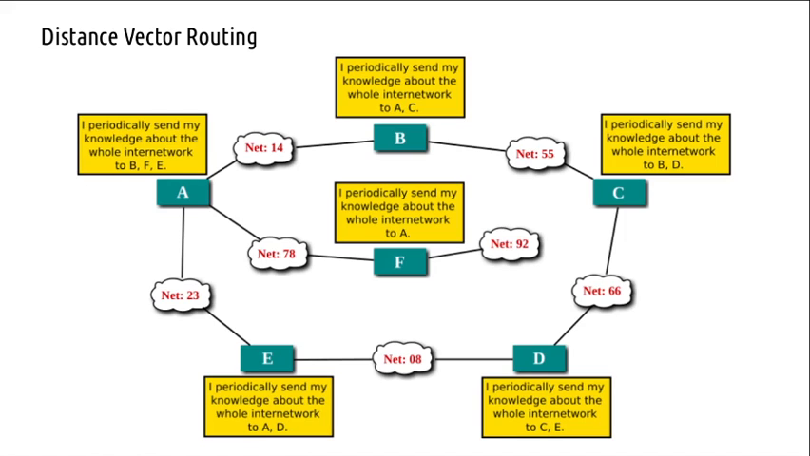Basically in distance vector routing, these are the networks, and these are the intermediate routers A, B, C, D, E, F. Each of these routers will periodically exchange information about whatever it knows about the network, the internet as a whole, with its neighbors. A will exchange its information with F, B and E. B will do the same with A and C. Similarly, F will exchange with A, like that.